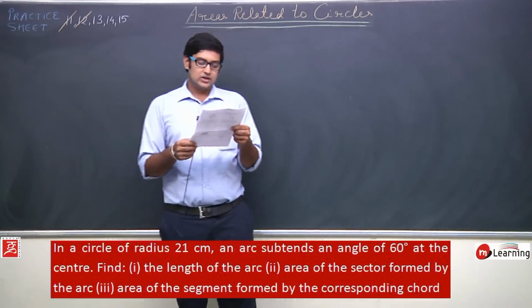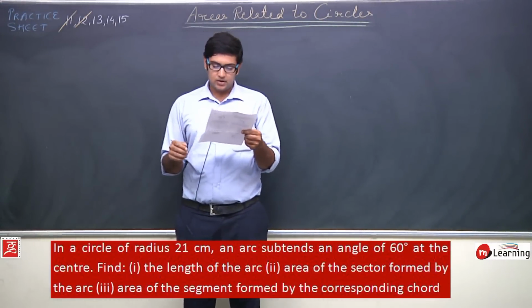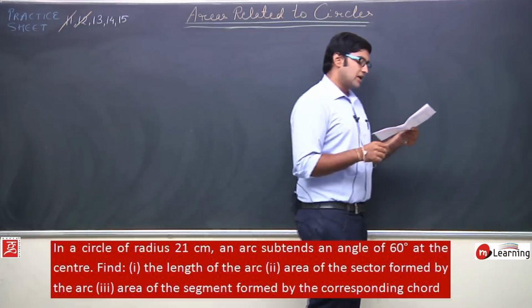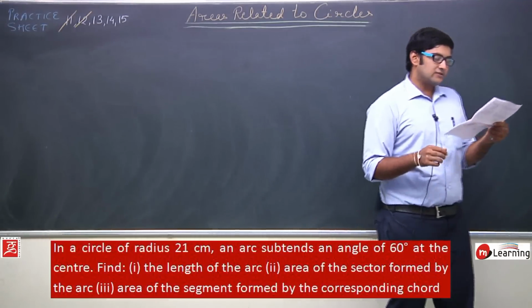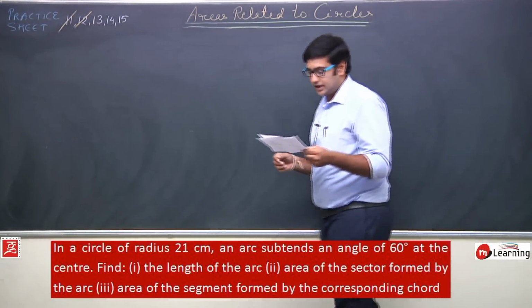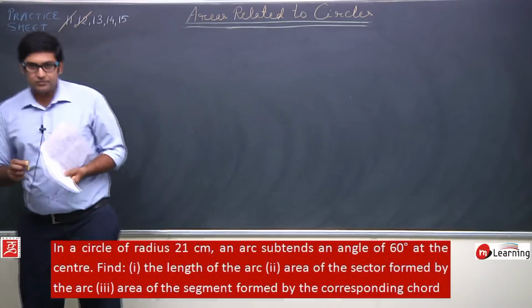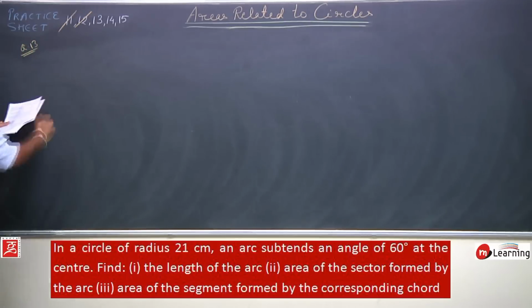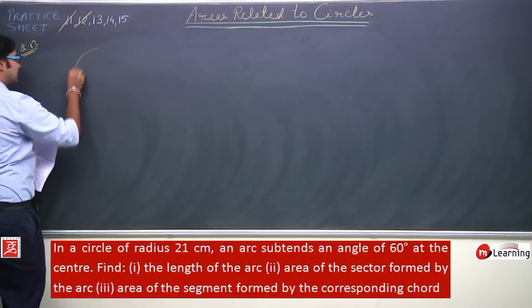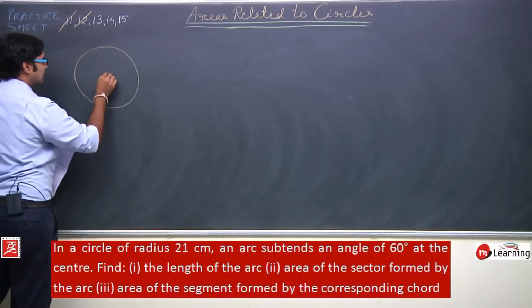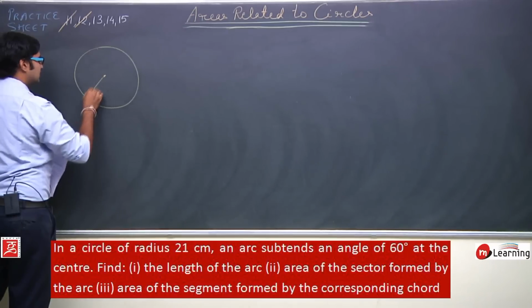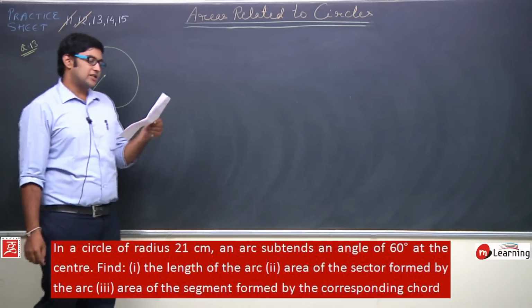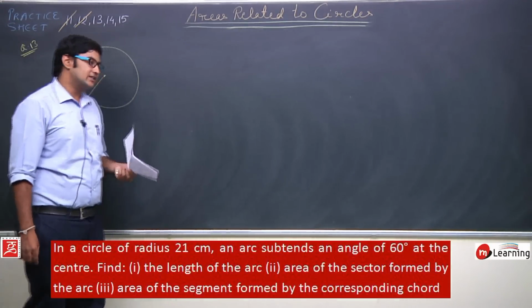Okay, now let us solve question number 13. Question number 13 says, in a circle of radius 21 centimeters, an arc subtends an angle of 60 degree at the center. Okay, so let us draw the diagram for question number 13. It says in a circle of radius 21 centimeters. So there is a circle and the radius of this circle is 21 centimeters. An arc subtends an angle of 60 degree at the center.